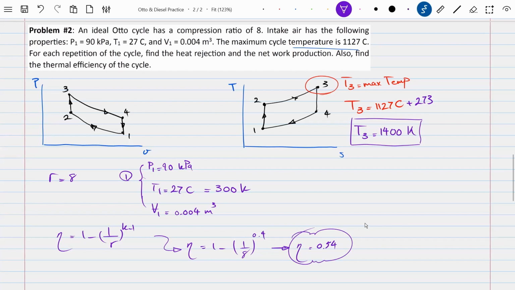So the efficiency is out of the way. We got that first. Now we can focus on the rest of the problem. We are tasked to find the net work production and heat rejection. Take note that in the Otto cycle, process 4 to 1 is the heat rejection, and process 2 to 3 is the heat addition.